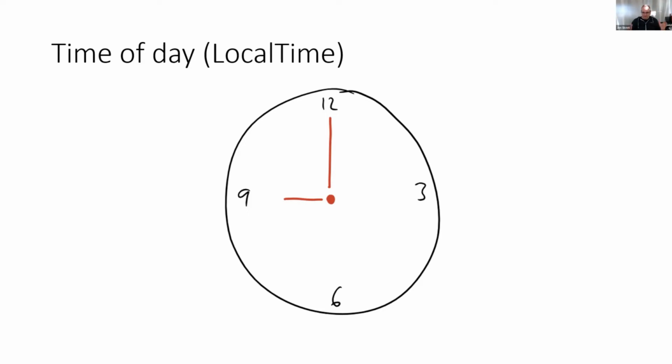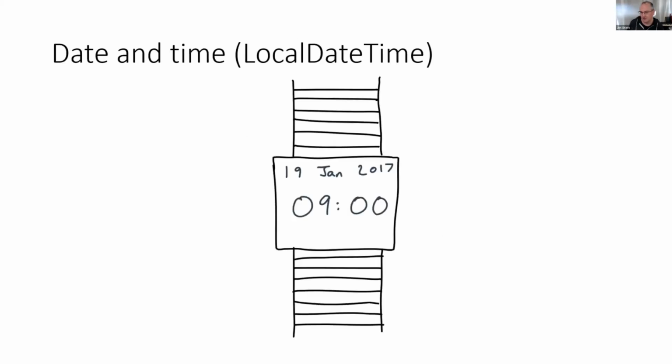So to recap, in civil time, we've got calendar systems that break the timeline into days, local dates, and then within each local date, we have the time of day as a local time. So fairly obviously, it's useful to be able to represent the combination of a local date and a local time, and that's just a local date time. It's as simple as that, and that's what we use most of the time.